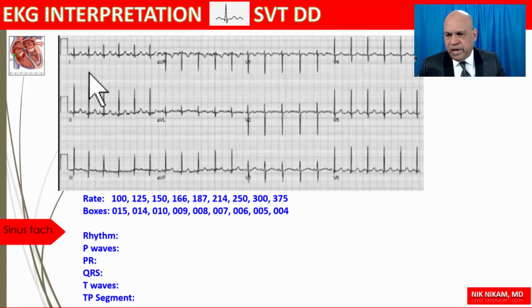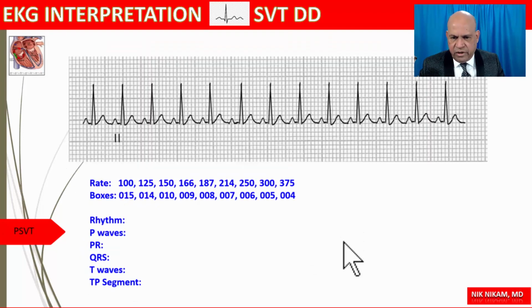All right. So we have regular P waves here and narrow QRS complex. There is a one-to-one relationship between the P and the QRS complexes. There are some non-specific ST-T changes which we can see. So here we are dealing with sinus tachycardia. The rate is within the range of sinus tachycardia, and we have a regular rhythm, so there is no evidence of irregularity. Okay, let's look at this one.